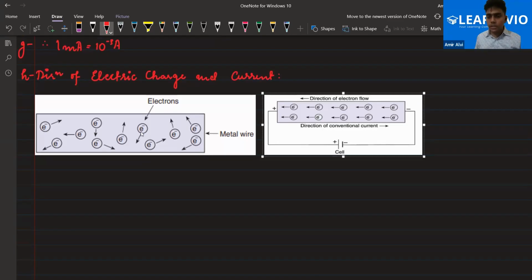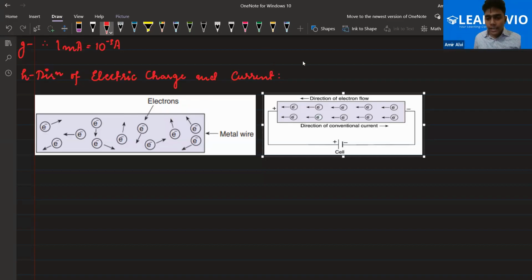I've told you in the start of this chapter, right? As you can see, there are free electrons. They are basically randomly moving in any direction. They are colliding with each other. They are colliding with the walls of the metal wire, right? You can assume this is a normal wire. In that, there would be random direction of the electrons. Clear, everyone?